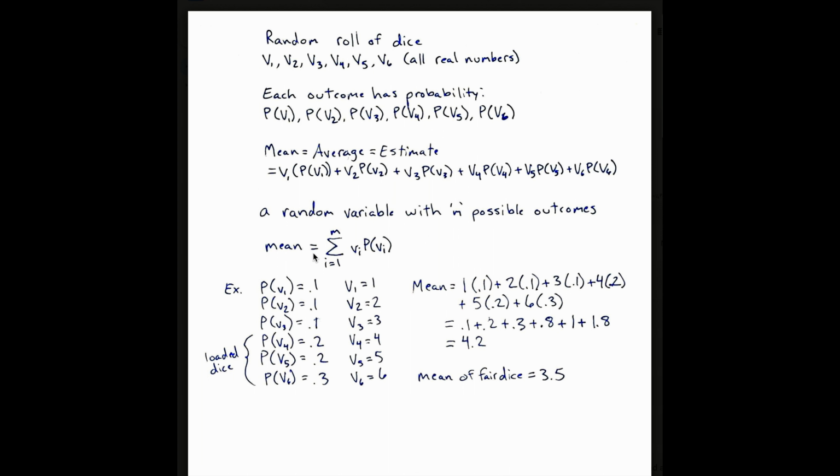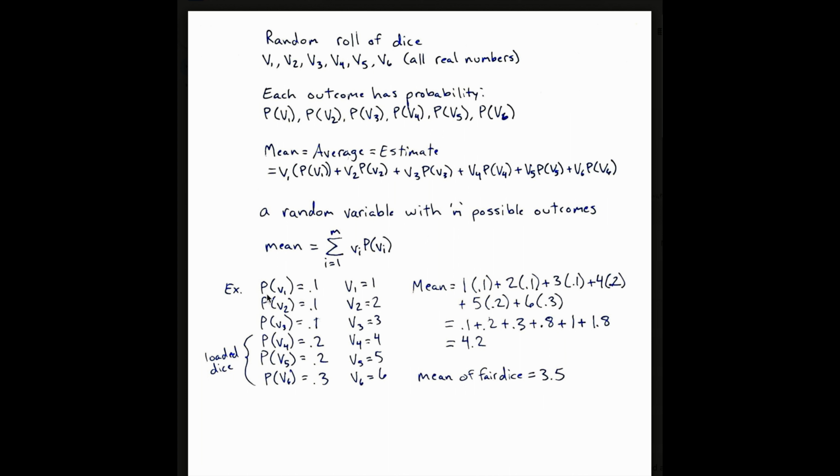We can illustrate that here with the sigma notation. The mean is equal to sigma, which is the summation, so you're adding all of them up, v sub i multiplied by the probability of v sub i. This is a shorthand way of writing all of this, and m is the number of times we'll add each of these events times the probability of this event.